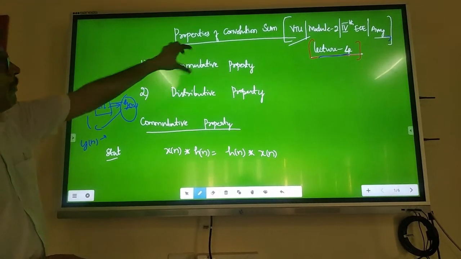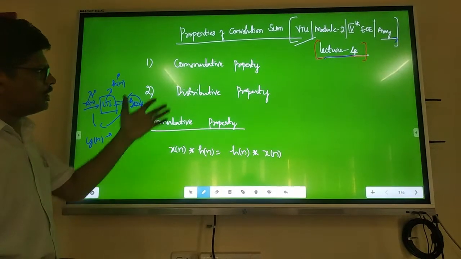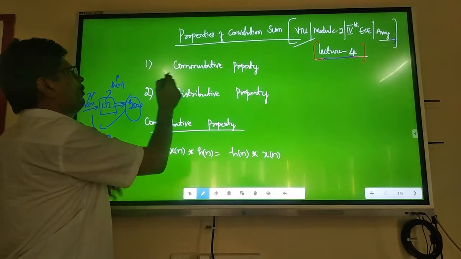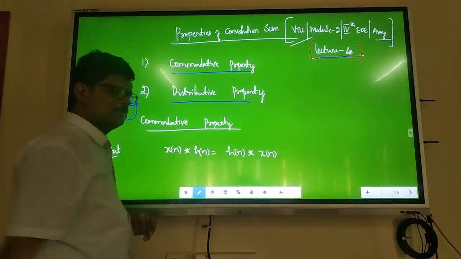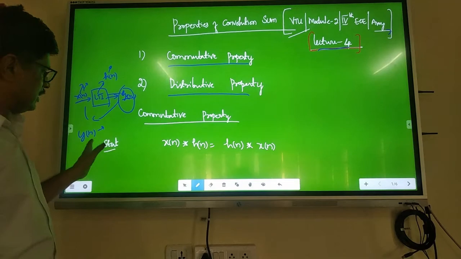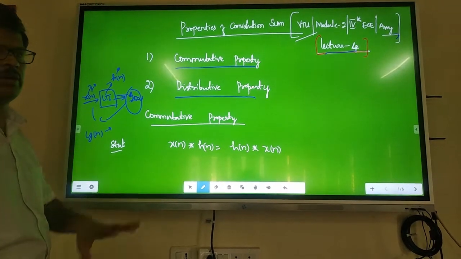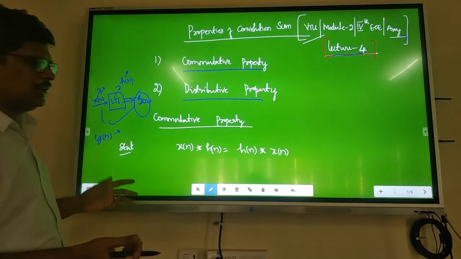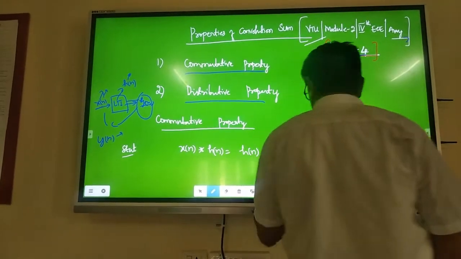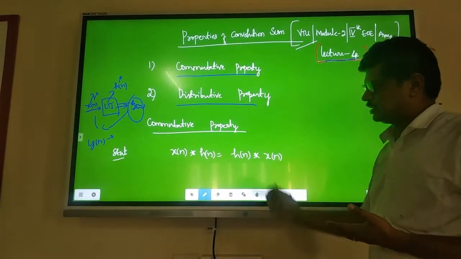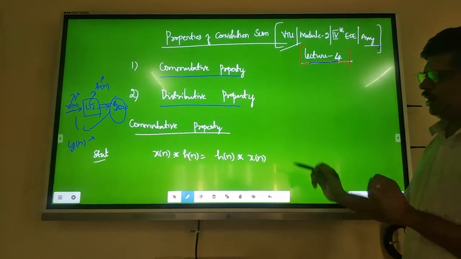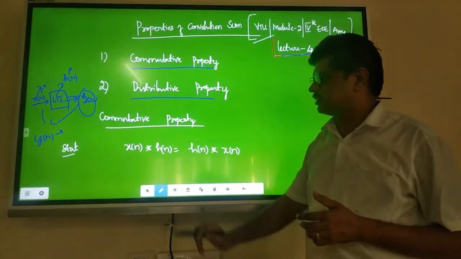Today we will see properties of this convolution sum, which gives two beautiful properties: the commutative property and the distributive property. These give more flexibility to analyze discrete time signals of LTI systems. It gives more dimensions. Now, what is the commutative property? It is a very famous property in maths. You studied commutative, distributive, associative. Here also it is the same, but with significance and importance in signal processing.